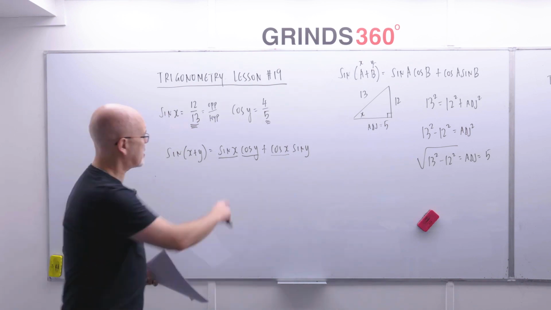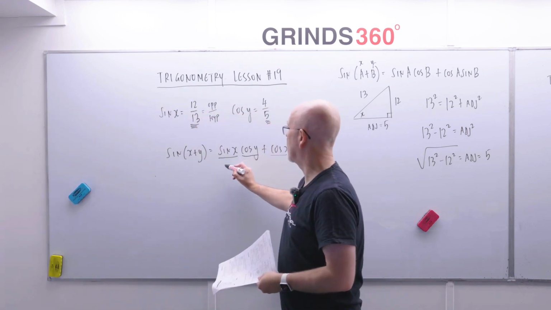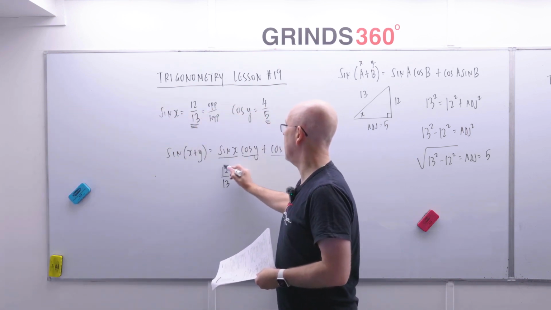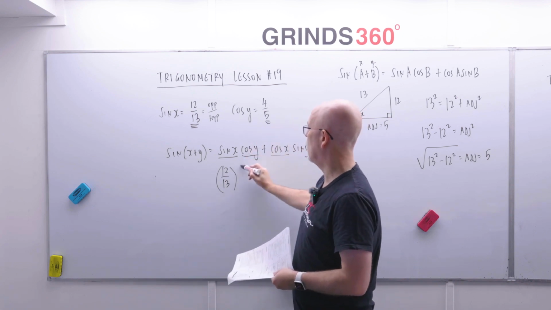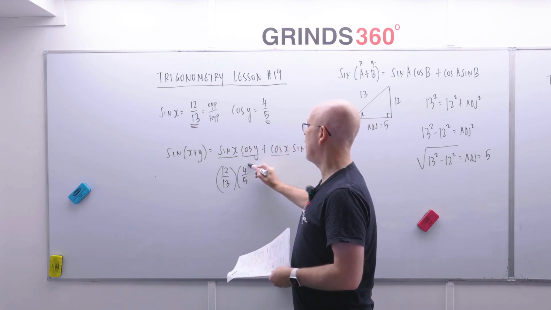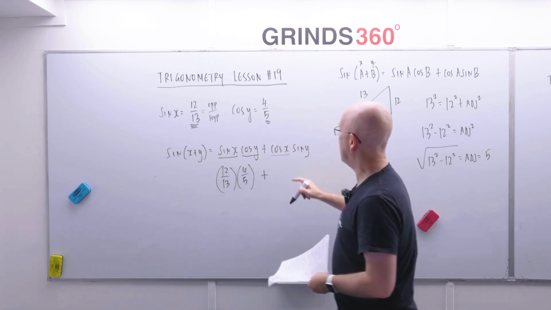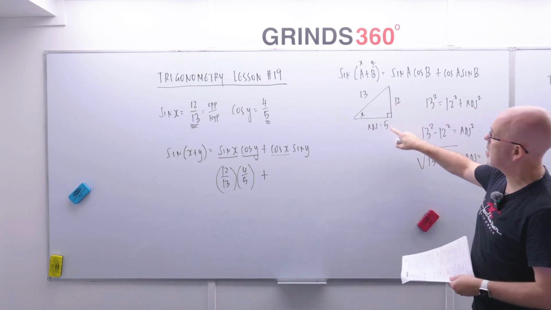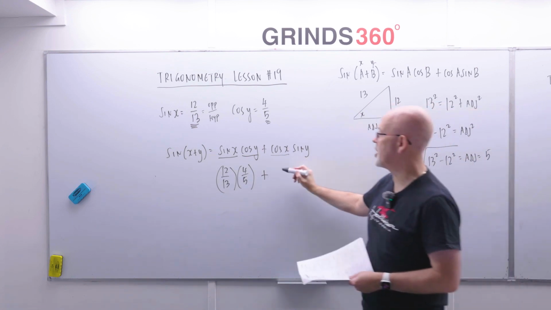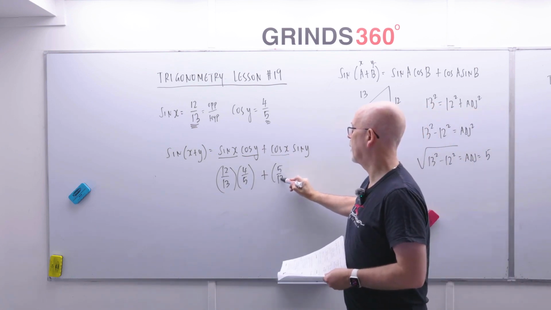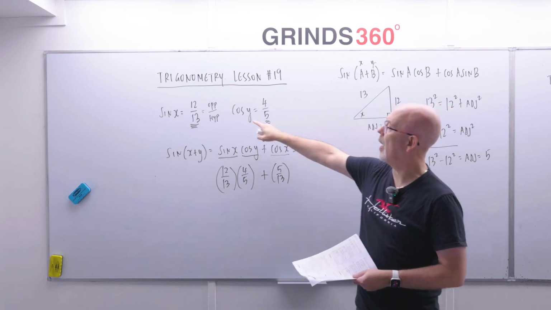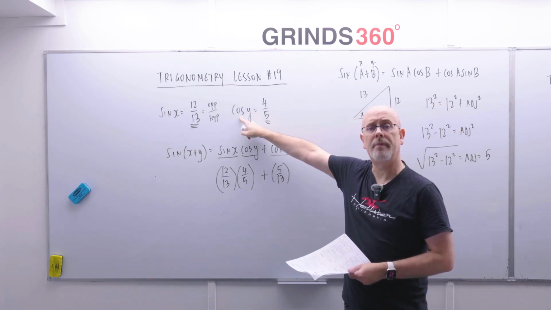So I now know sine x is 12 over 13. That was given in the question. And cosine y is 4 over 5. I now know that cosine x is adjacent over hypotenuse, 5 over 13, like that. And to find sine y, I'll do the same with this triangle here.